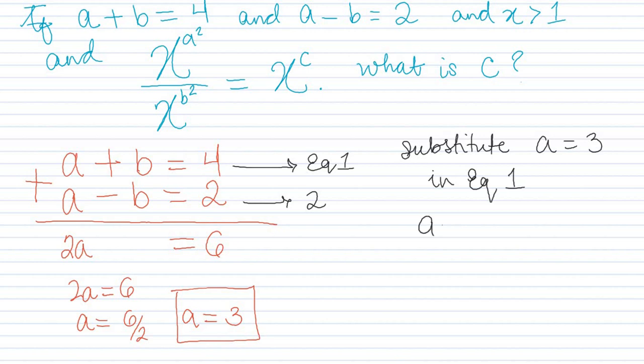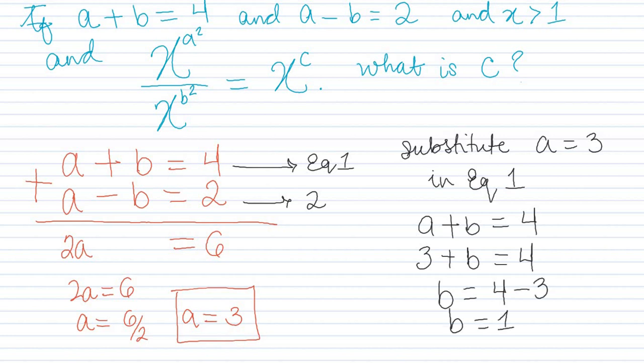So we're going to do a plus b equals 4. So when we substitute a equals 3, we're going to put 3 plus b equals 4. So therefore b equals 4 minus 3, right? So that would be b equals 1. So we got our answers to be a equals 3 and also b equals 1. So we've done the first part of the question. Now let's go on to see the part that we're supposed to work on.